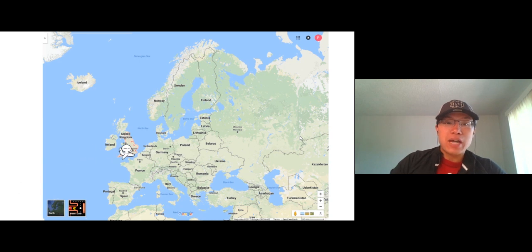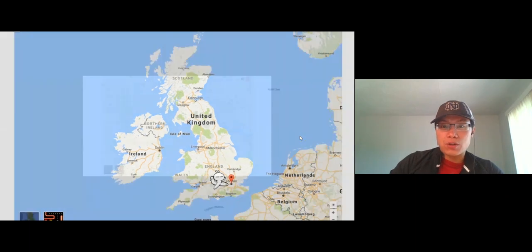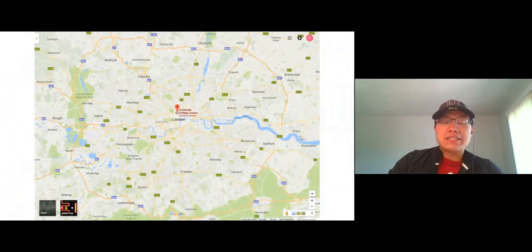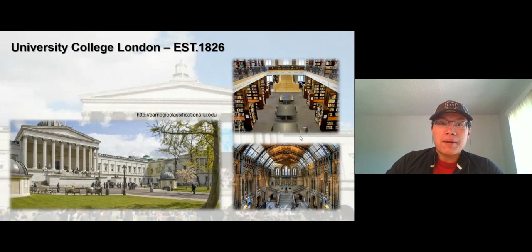I have to fly from United States and land in England, specifically in London. Right, London is right there. I'm going to go to London there, right? At the center of this capital of England, there's a large university called University College London, UCL. In the middle, right? Looks like this. This college, not college, this university was founded in 1826.